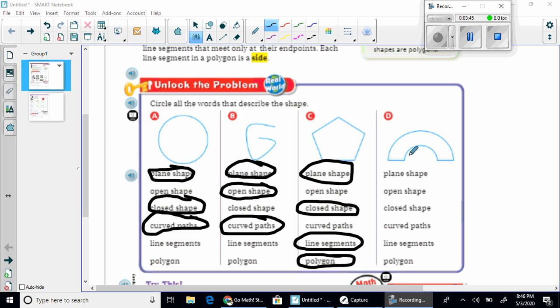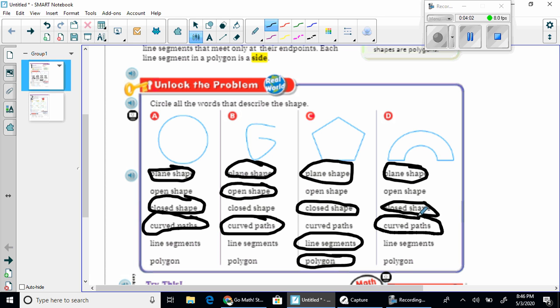For part D, same thing. It is a plane shape. It is not open, but it is closed. It has curved paths, and it also has line segments. It is not a polygon because it has curved sides. Even though it has line segments, it has curved paths, so it is not a polygon.